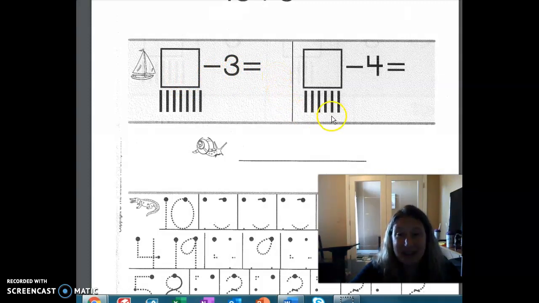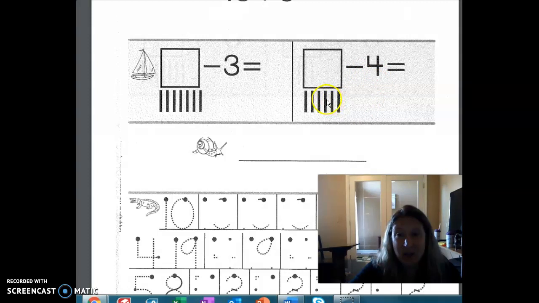Okay, next problem. Count the lines and make your number in the box. What number? 6. 6 is the number that you should write in the box. So we have 6, and how many are we going to take away? Take away 4. So let's start here, and let's take away 4.